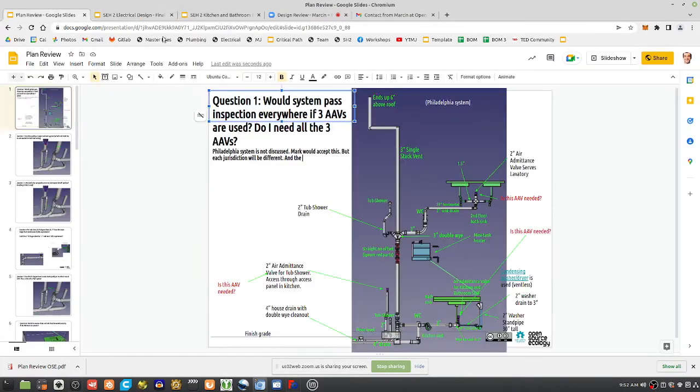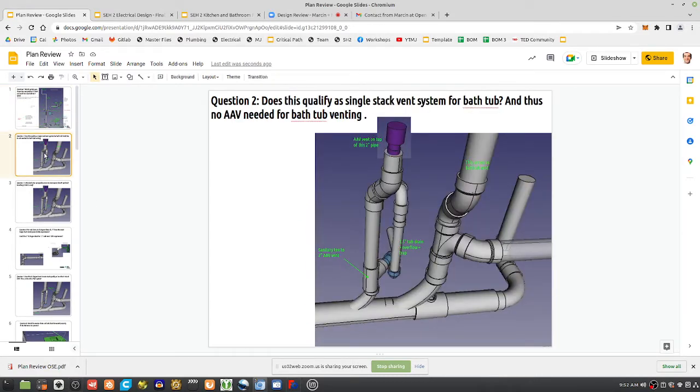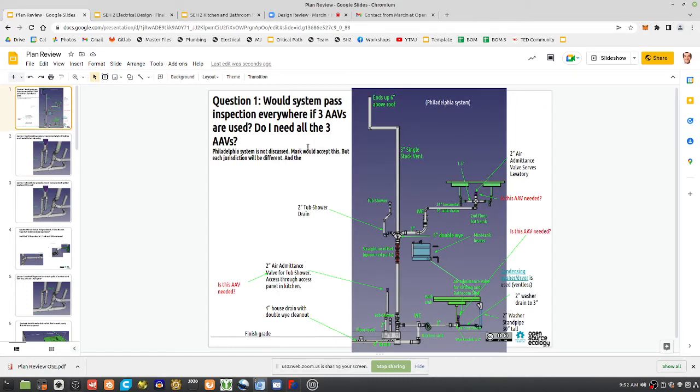Okay. While I agree with you that this looks like a viable system, if it's not discussed in the code, all the jurisdictions may not accept it. Now, we do see, like in an island sink, they do allow you to go one pipe size bigger, and you put in what in the industry is called a Boston loop. Yep, I've heard about that. Because it's a pipe size bigger, it allows the waste to run through and push the air out ahead of it.